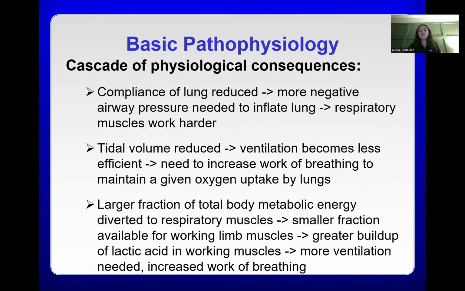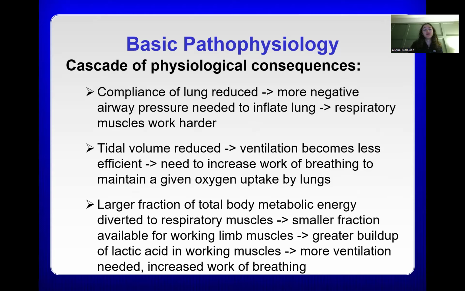So bear with me here, it's a long slide, but they have the compliance of their lung reduced, and that leads to more negative airway pressure needed to inflate the lung. And that means that the respiratory muscles have to work harder in order to maintain whatever they're doing, whether it's exercise or regular activities of daily living.